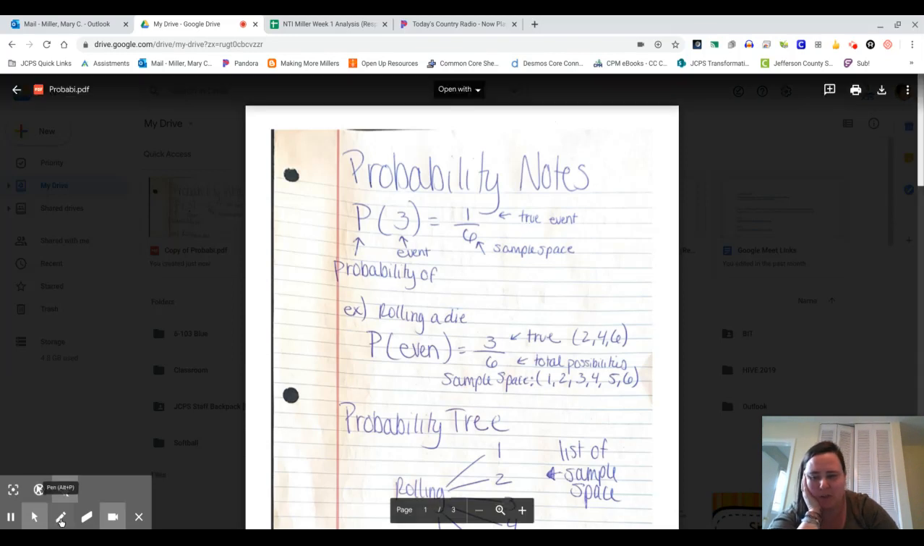I think, oh, look at all these fancy things. I can do a pen. Oh, and I can make it pink. Oh, watch out, world. So I'm going to do probability notes. Oh, yes. Watch out, world.